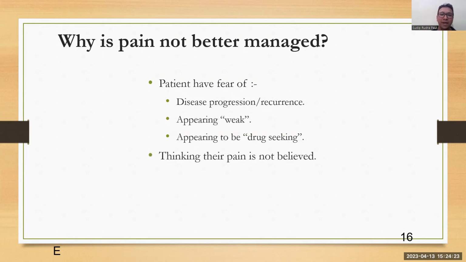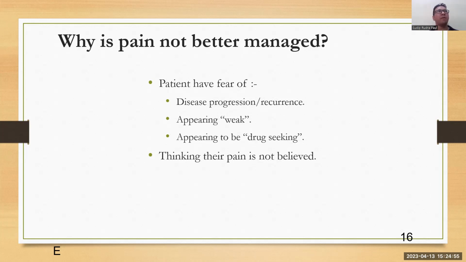And sometimes they believe that this pain I got because I made some mistakes, and this is my punishment. Punishment is punishment, I have to just suffer. There is no point in keeping on telling that I'm having pain, because the medical team also has limitations. I think they do not have any more medication to give me to relieve my pain.